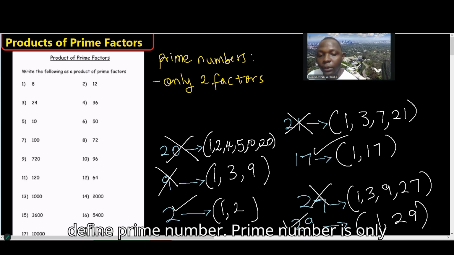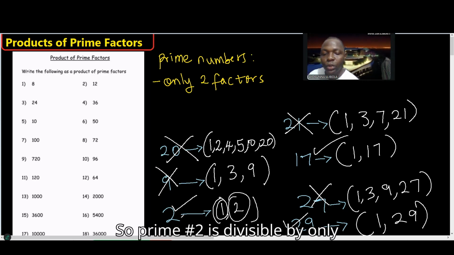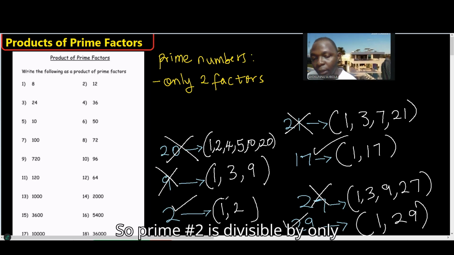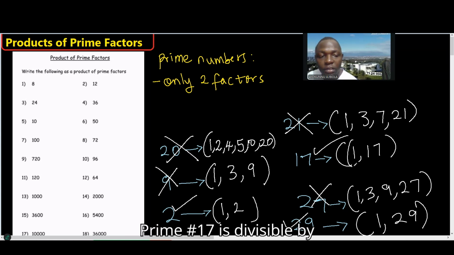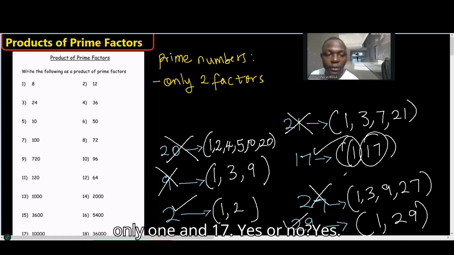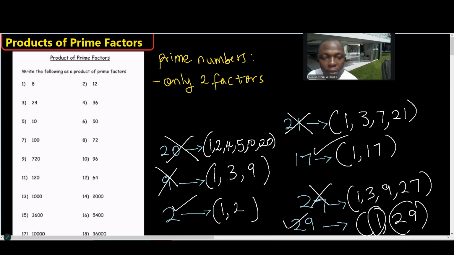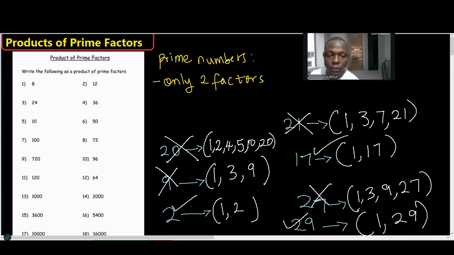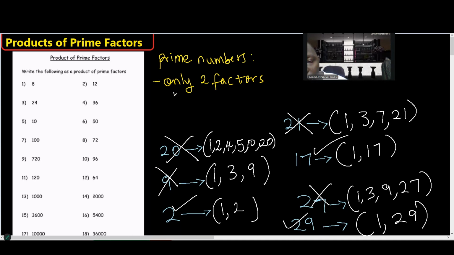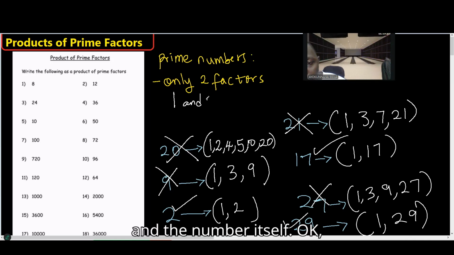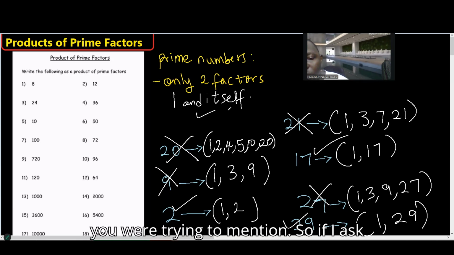Now look at it. You can now define a prime number. A prime number is only divisible by 1 and the number itself. So prime number 2 is divisible by only 1 and 2, yes or no? Prime number 17 is divisible by only 1 and 17, yes or no? Prime number 29 is divisible by what? Only 1 and 29. So prime numbers are only divisible by 1 and the number itself.